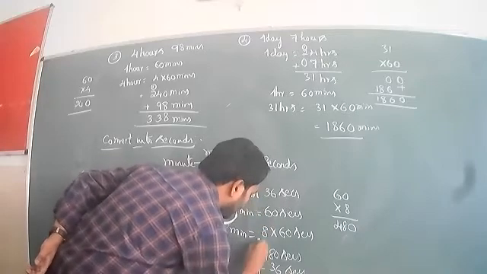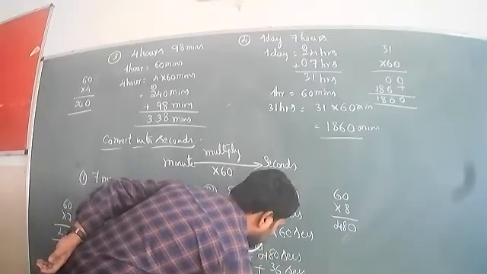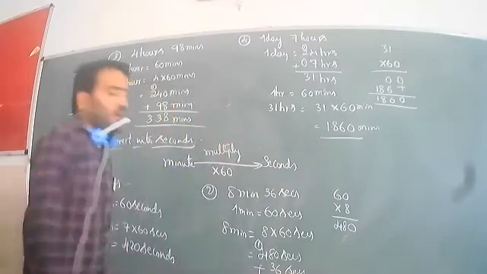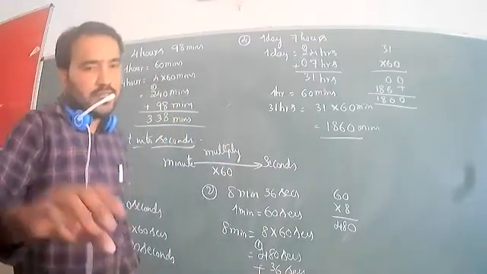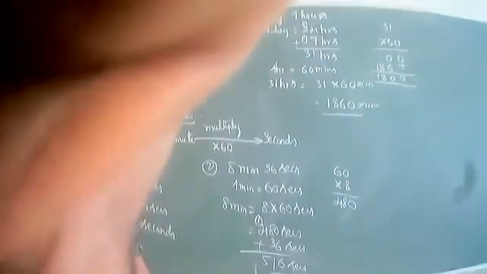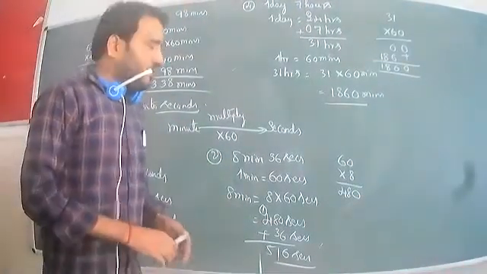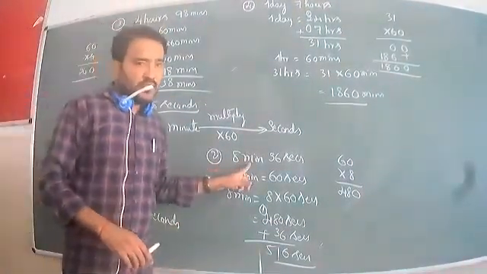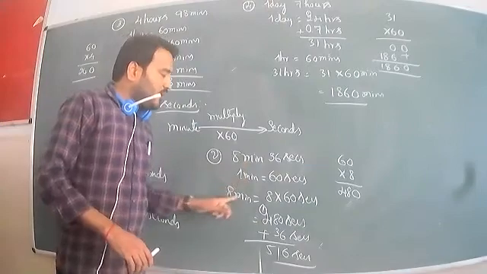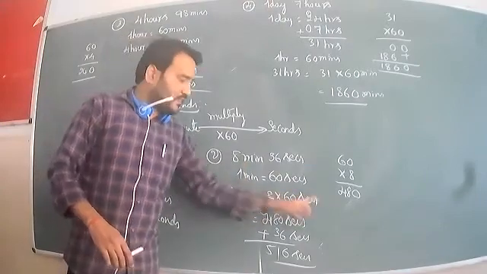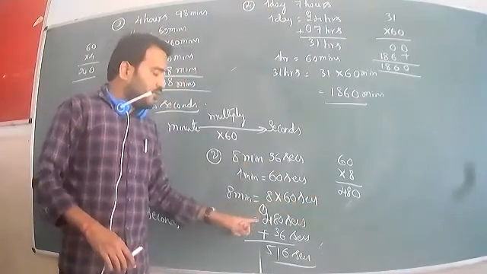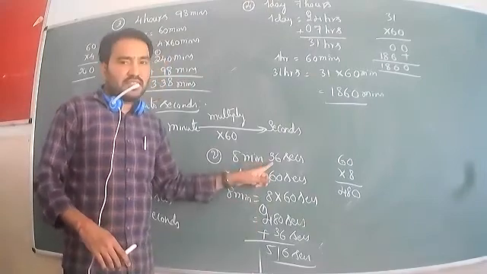6, 11, 1 carry, 516 seconds. Look at this. So we should find out first, 8 minutes, how many seconds are there? 8 minutes equal to 8 into 60 seconds. So we get 480 seconds. Remaining 36 seconds are there.